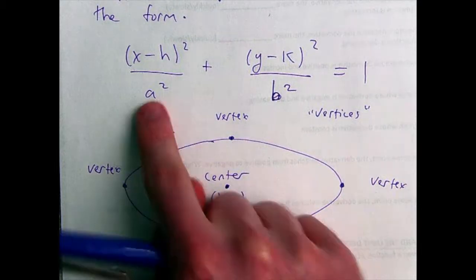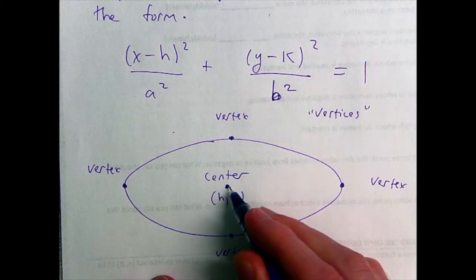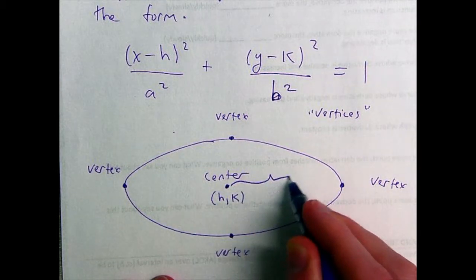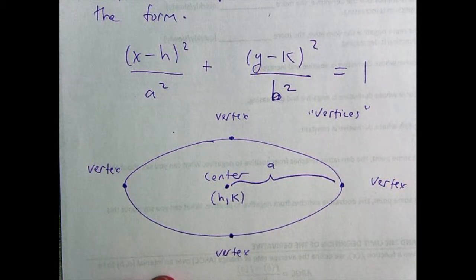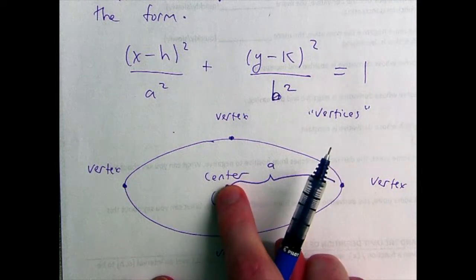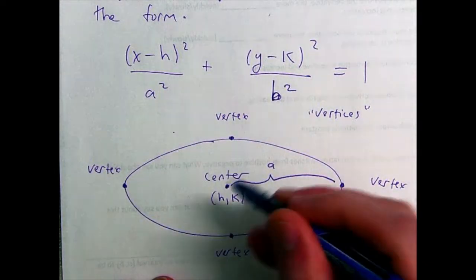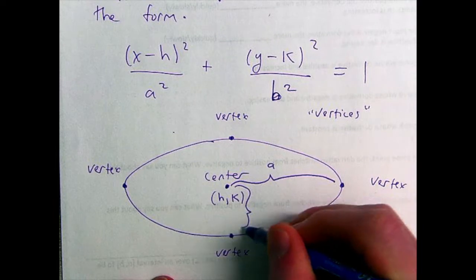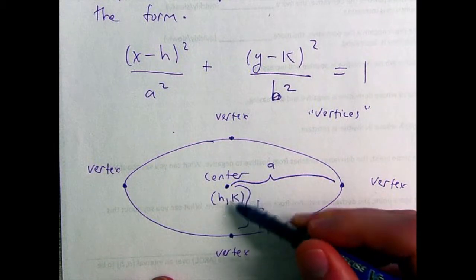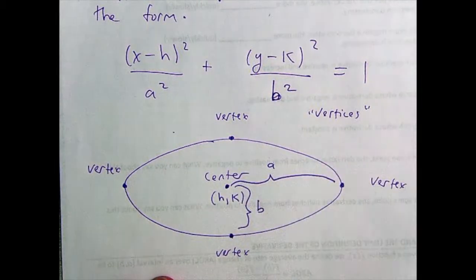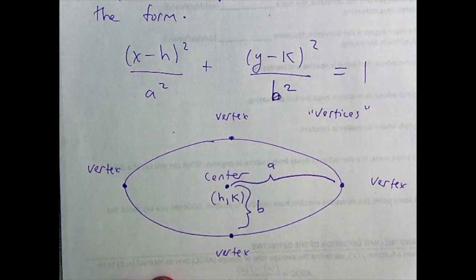What do a and b tell you? a tells you the distance between the center and one of the left-right vertices. So this distance right here is a. If you want to know the distance between the center and one of these left-right vertices, the answer is a. Not surprisingly, b is the distance between the center and one of the up-down vertices. So this is b right here. This is also b right here. So that tells you what h, k, a, and b do in this equation.